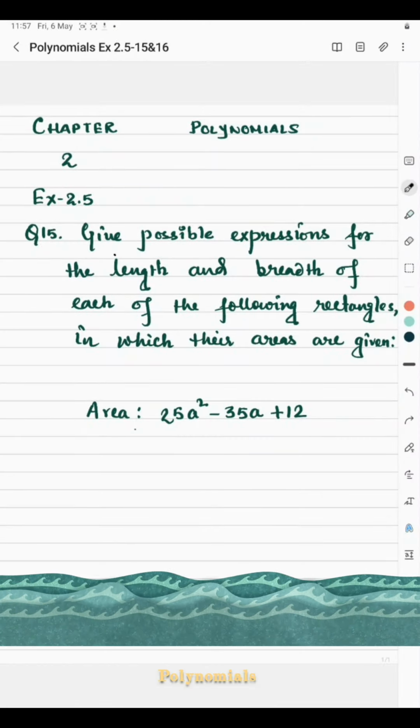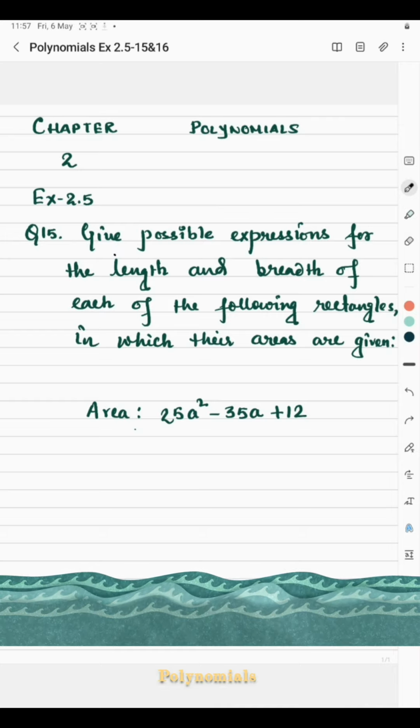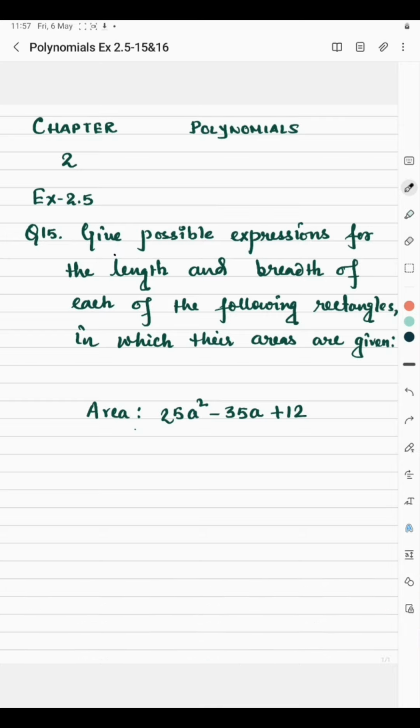Hello students, today I'll be starting with question number 15 of exercise 2.5. Question number 15 says, give possible expressions for the length and breadth of each of the following rectangles in which their areas are given. Here the area is given, which is 25a square minus 35a plus 12. This is a quadratic polynomial as the degree of the variable is 2.